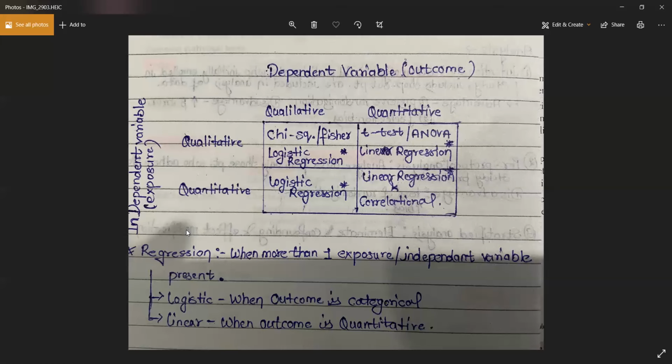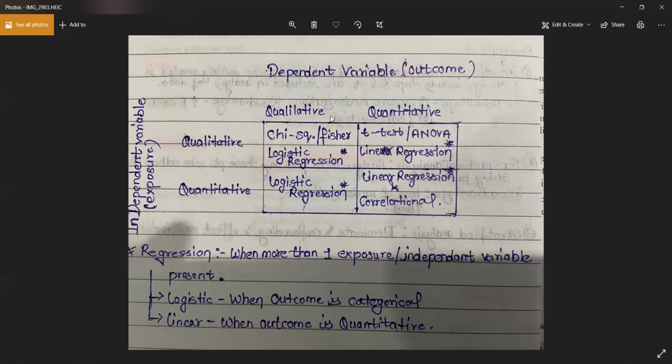And whenever multiple exposures are there in the independent variables, you will always use either the linear regression or the logistic regression. Now with the multiple variables, which could be qualitative or quantitative, it doesn't matter, if you want the outcome as a qualitative one, you have a population, some of the individuals in the population get drug A, some get drug B, and some get drug C. And now you want to analyze whether these drugs are useful for hypertension or not.